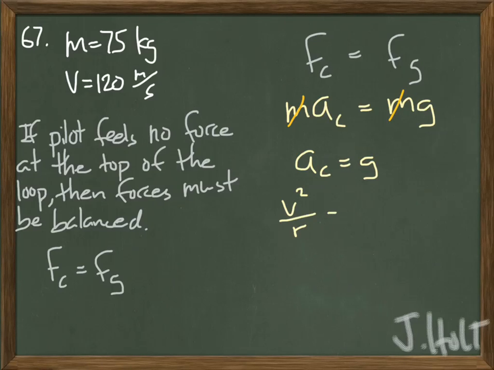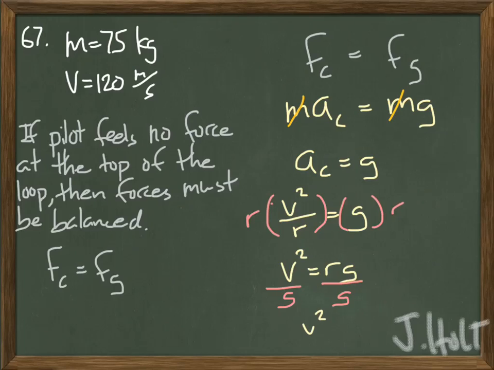So now we can plug in our formula for centripetal acceleration. Let's rearrange it. Multiply both sides by r, divide by g. So now we have a definition for the radius. Radius equals v squared divided by g. So you can plug in your values there and find the radius.